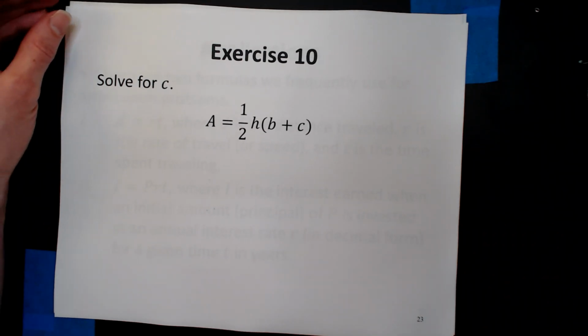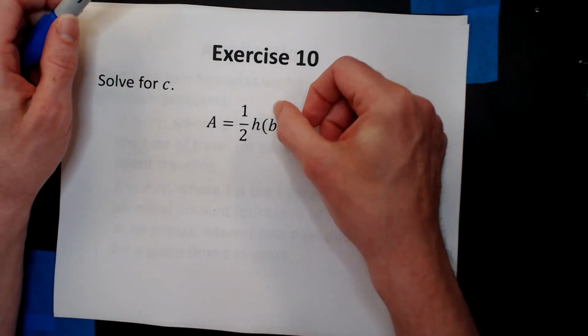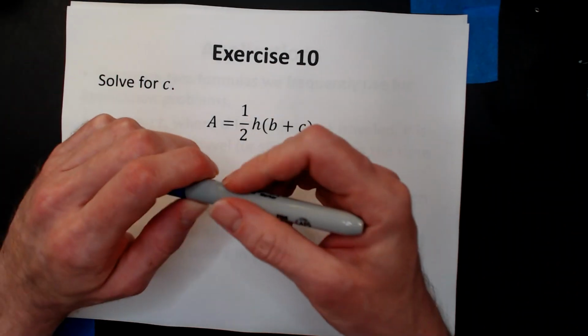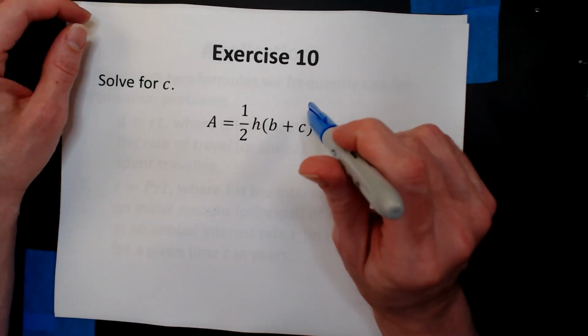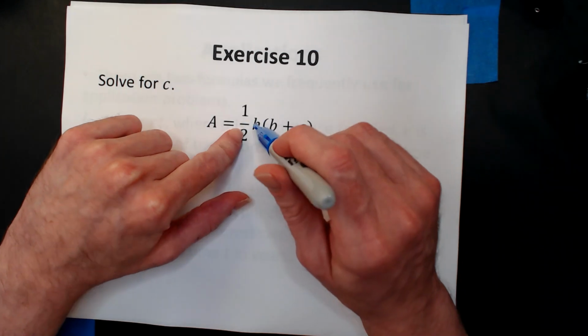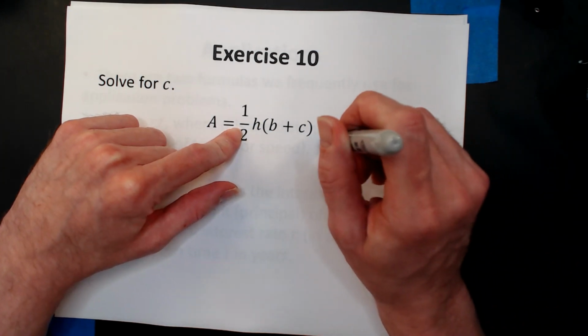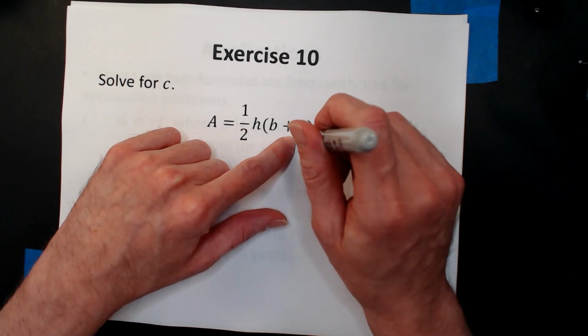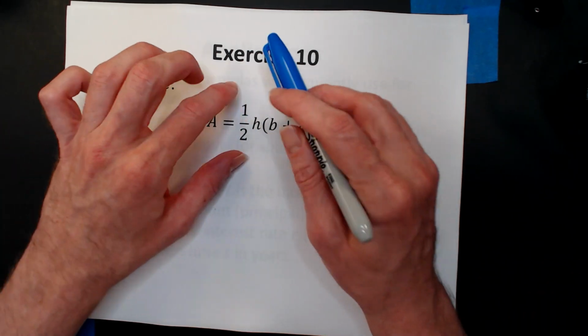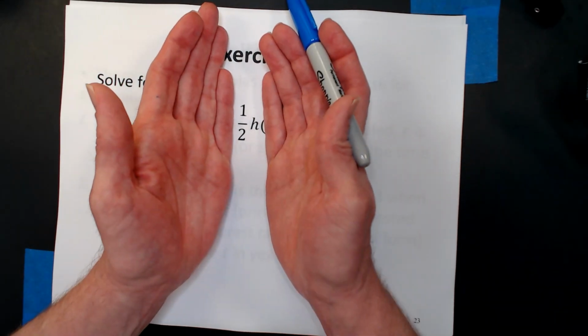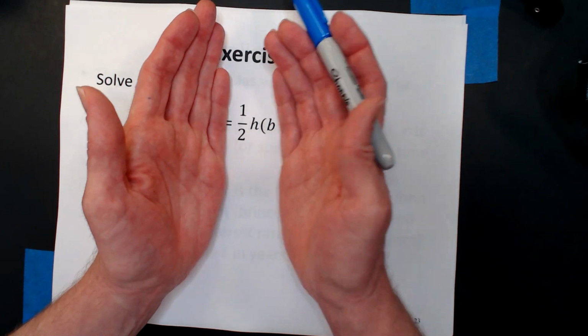Here we want to solve for c, and this area equals 1/2 h times (b plus c). Since we're solving for c, we could distribute this out, but we just end up factoring it anyway to get the c by itself. So I'm going to take care of everything out front of this grouping symbol before I try to solve for c.